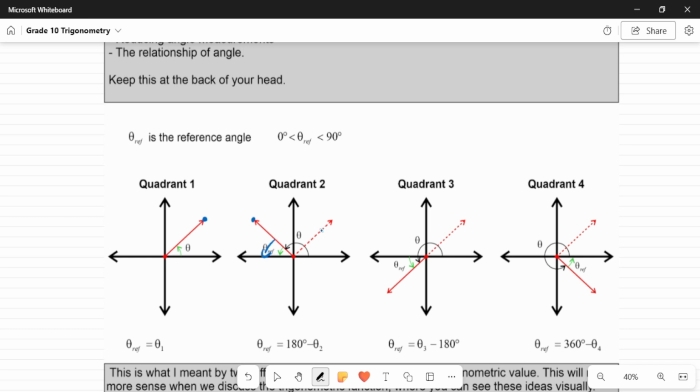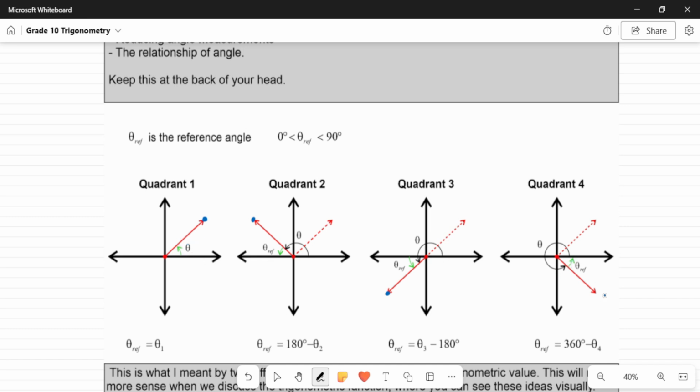And it's positive, meaning that it must come from the terminal ray to the x-axis. Understood? Because going counterclockwise, we have positive angles. Going clockwise, we have negative angles. If you have a point in quadrant 3, then the angle from the horizontal axis to the terminal ray is referred to as the reference angle. Theta reference, theta reference here as well.